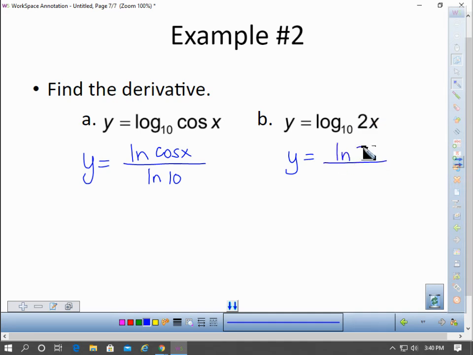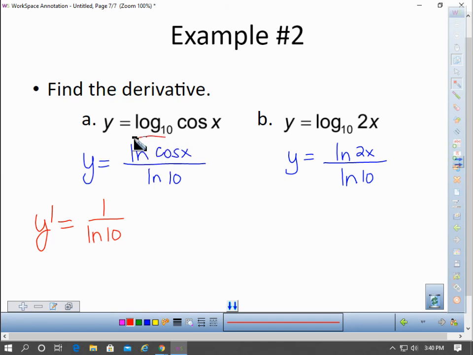So this would be natural log of 2x divided by the natural log of what base we're in, which is 10. Okay? So now, to take the derivative, y prime. This natural log of 10, that's just a number. So I'm going to keep 1 over the natural log of 10 as my coefficient.